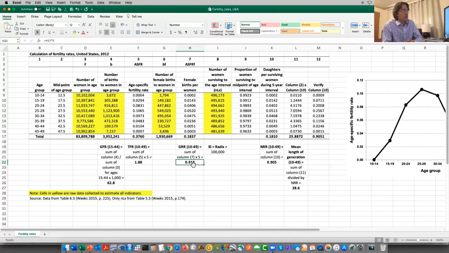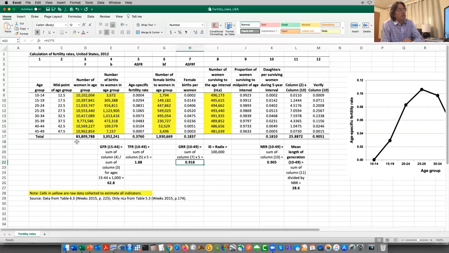The gross reproduction rate is saying if women are exposed to these age-specific fertility rates that consider only female births, they will have, on average, 0.918 daughters throughout their reproductive ages, and in this case, considering ages 10 to 49. Okay? So if we expose a group of women to these age-specific fertility rates between the ages of 10 and 49, they will have on average 1.88 children. If we expose them to those rates here, they will have on average 0.918 daughters.